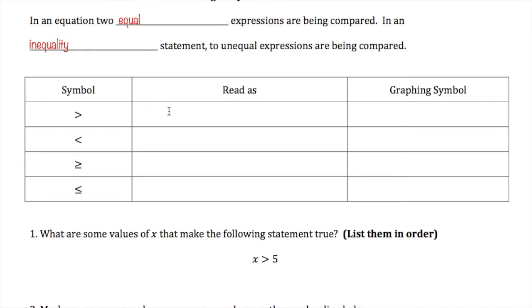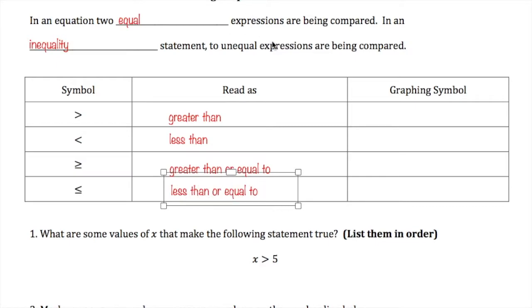This sometimes confuses students. This symbol is called a greater than. It's read as greater than, whereas this is read as less than. It kind of looks like an L. This with a line underneath it is greater than or equal to, and this with a line under it is less than or equal to, meaning it can be less than, but it can also be equal to.